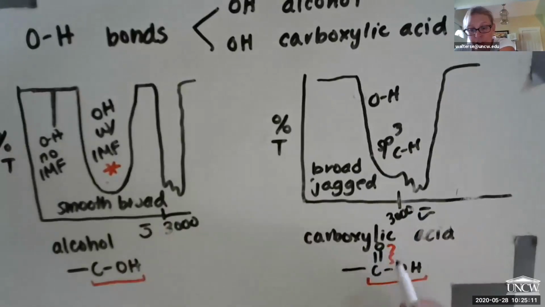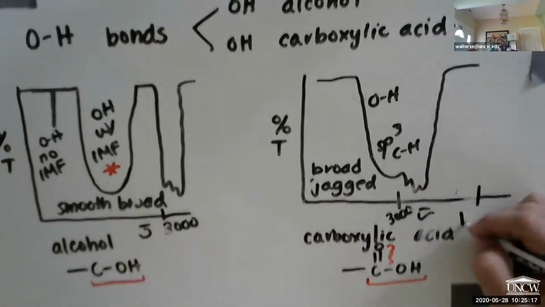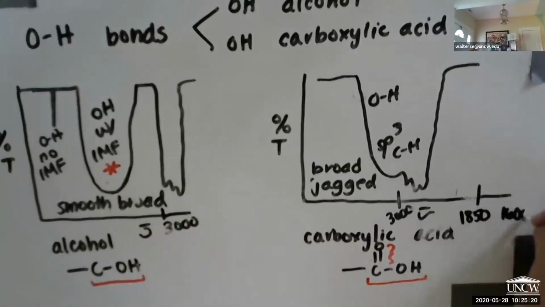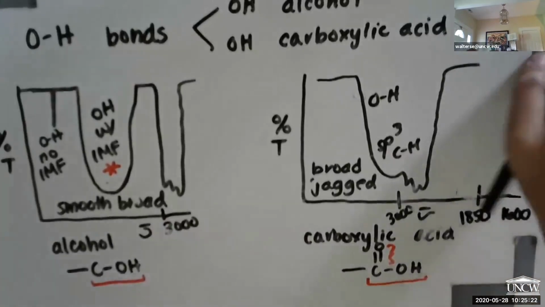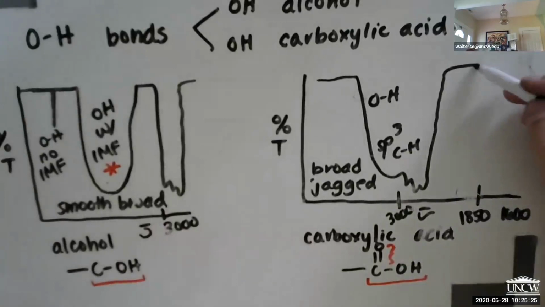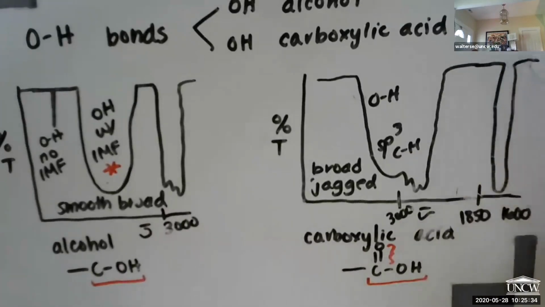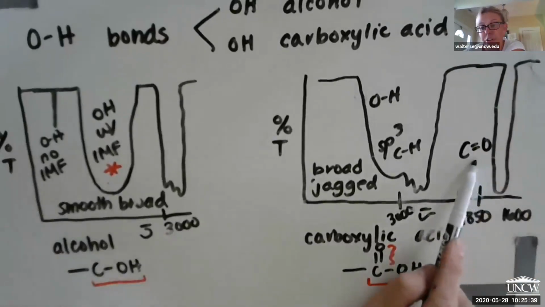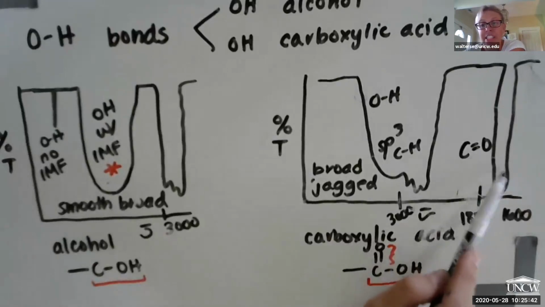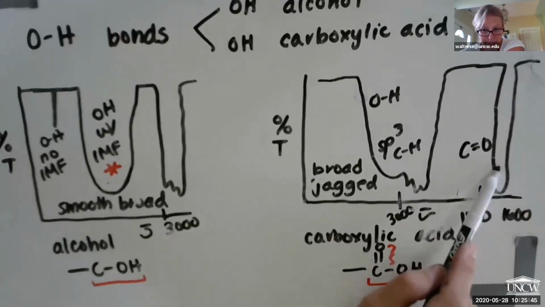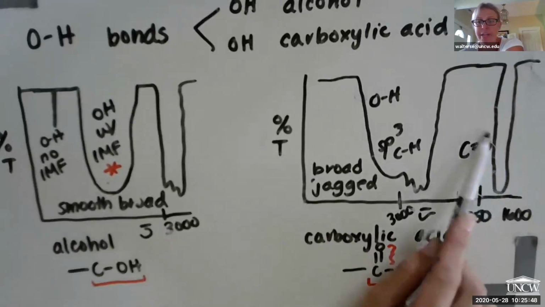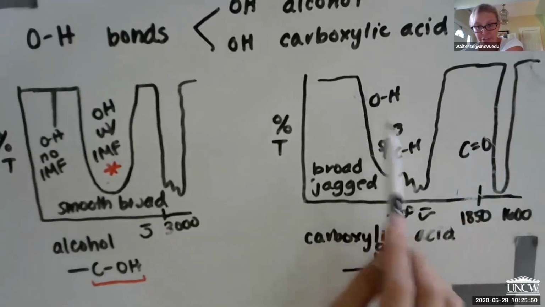The other portion of the carboxylic acid is that carbonyl, carbon double bond oxygen, and that's going to be in that 1850 to 1600 region. Carbon to oxygen double bonds, you literally can't miss them. They come almost all the way down, almost like 100% transmittance. That's C double bond O. This feature would be in a ketone and in an aldehyde, but in a ketone and an aldehyde you don't have an OH, so this part would be gone.